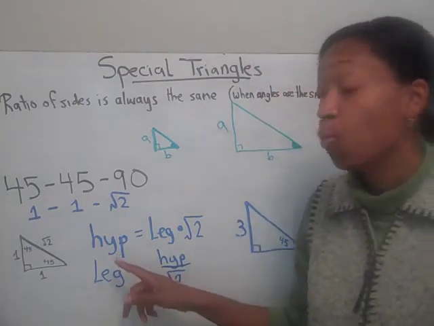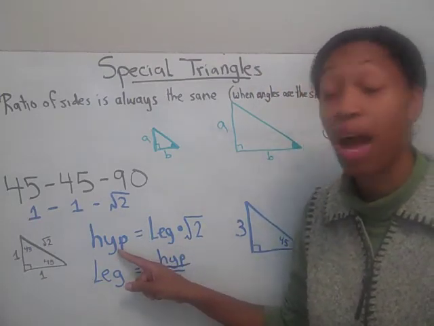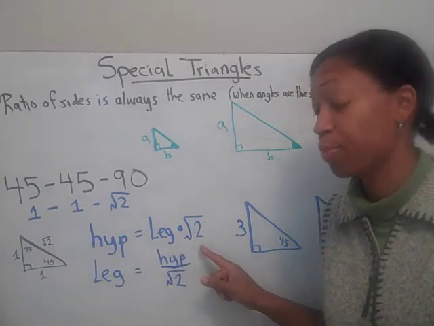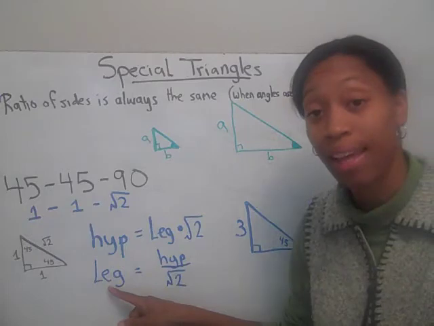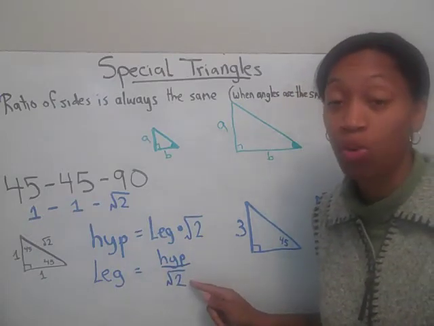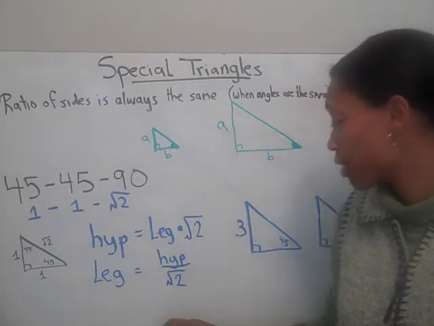So if you want to find the hypotenuse, it is the leg times the square root of 2. If you want to know what the leg is, the leg equals the hypotenuse divided by the square root of 2. So here's an example.